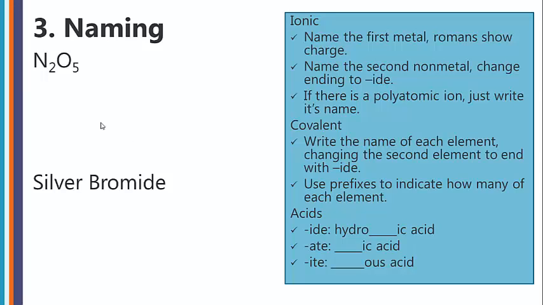Next, I have another covalent compound. I've got nitrogen and oxygen, which are both nonmetals. There's 2 nitrogens, so this is dinitrogen. And oxygen becomes oxide, and there's 5 of them, so this is dinitrogen pentoxide.